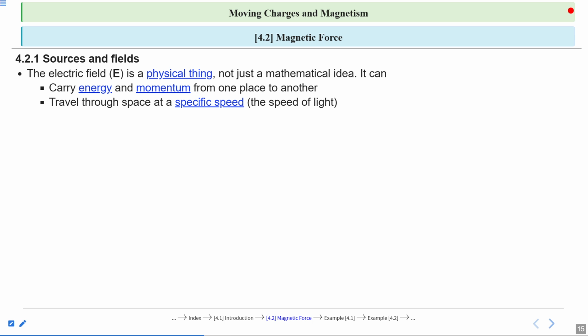It can carry energy and momentum. If it were virtual, then it would not affect real things, but it is affecting the charges and also transferring energy and momentum. So it is a physical thing, not just a mathematical idea. It can carry energy and momentum from one place to another.